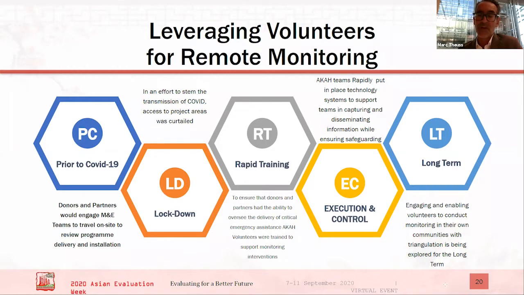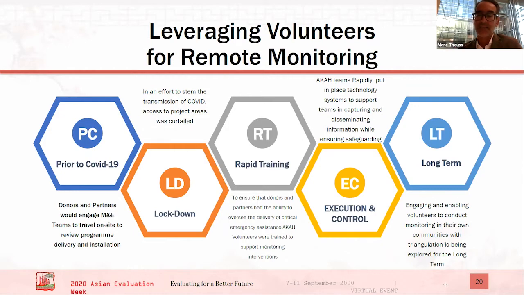To ensure that donors, partners and Akka had the ability to oversee the delivery of their critical emergency assistance during that period, Akka volunteers were trained to support monitoring interventions. Akka also put in place technology solutions to support teams to capture and disseminate the information, ensuring that safeguarding procedures and steps were also in place.